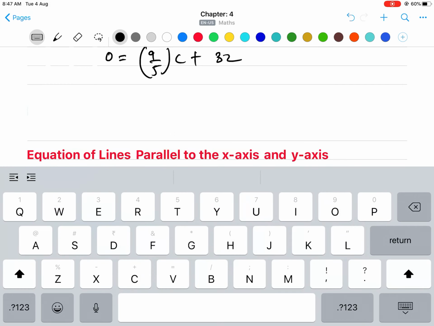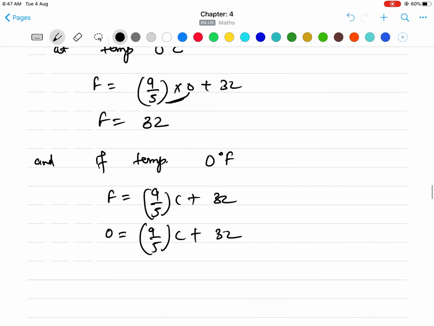Okay, when you solve this, you will get C as: this 32 will be shifted to the other side, so this will be minus 32, and this 9 by 5 will become 5 by 9. When you solve it, you will get the answer as minus 17.8 degrees Celsius.